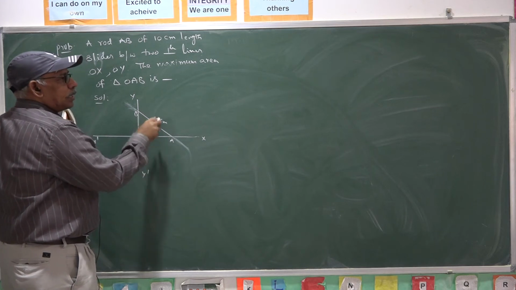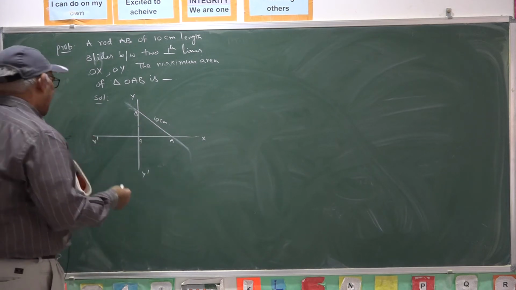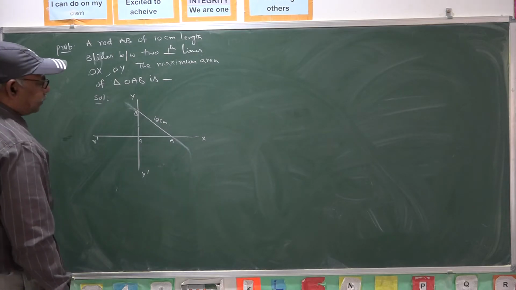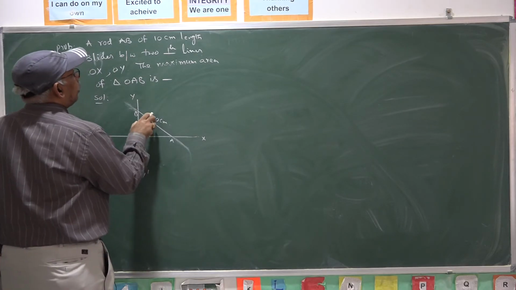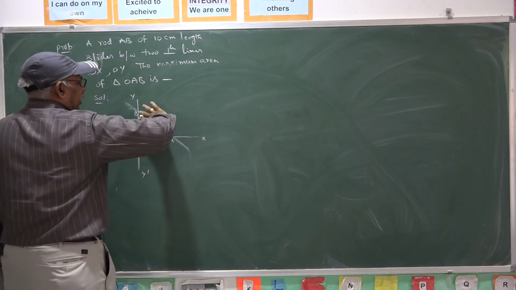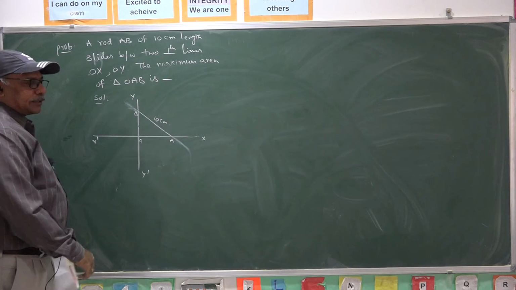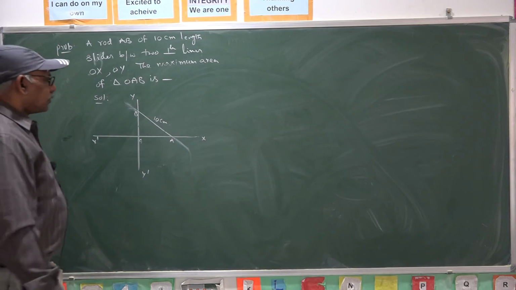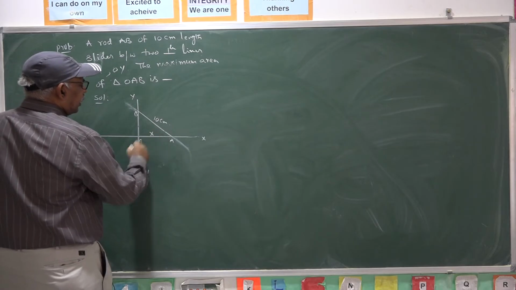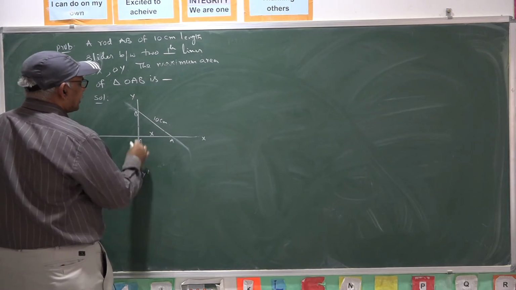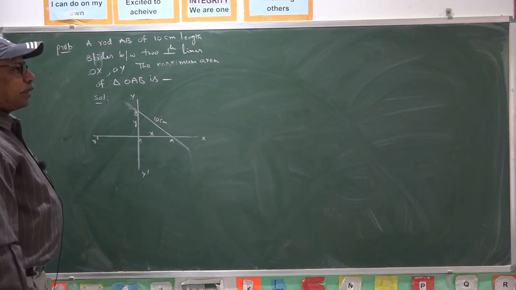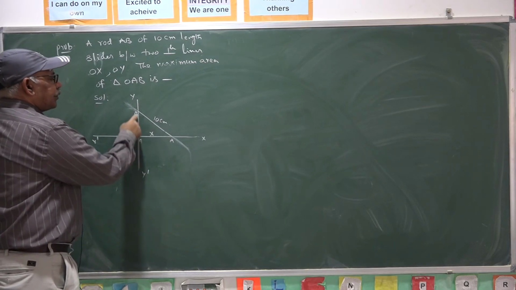Anyway, the area of the triangle changes as A and B move on the coordinate axis. In such case, what is the maximum area of triangle OAB that we can construct once AB is 10 centimeters? That is our problem. So, here let this be x and this be y, because it varies and this will also vary.